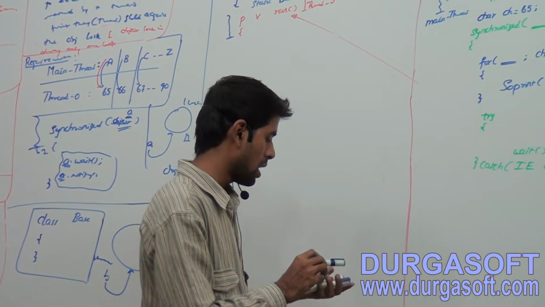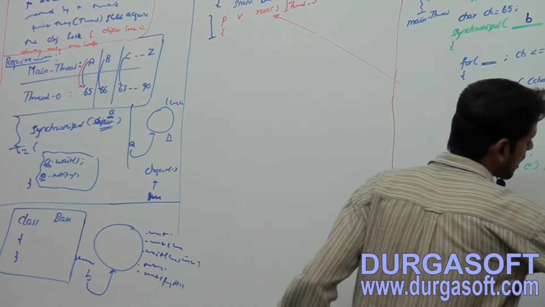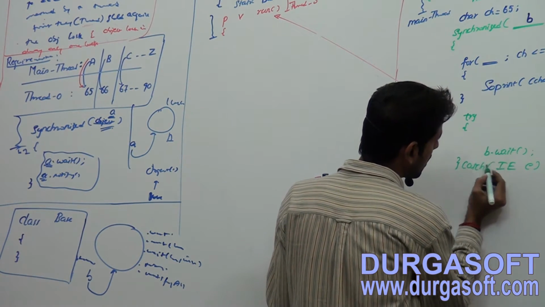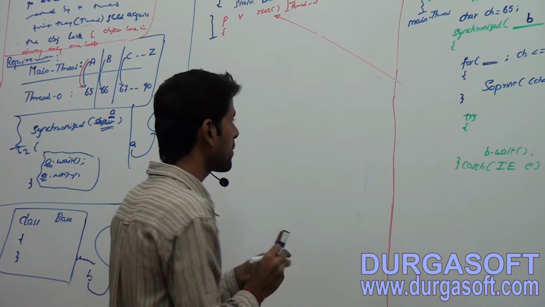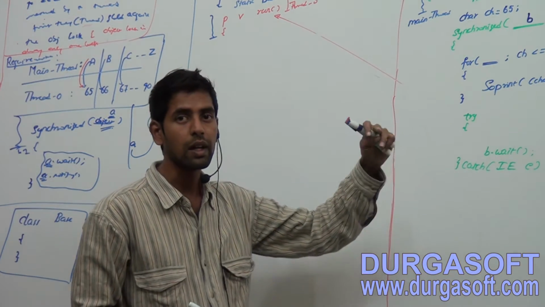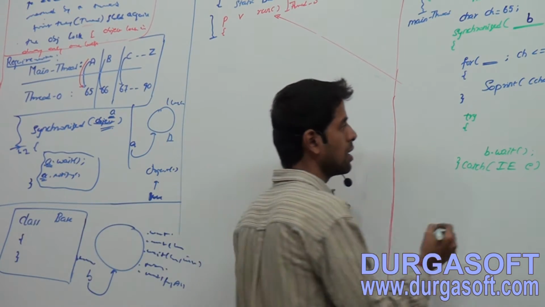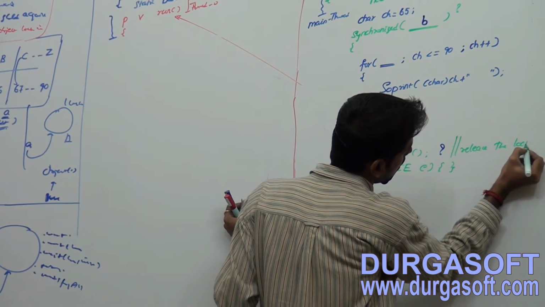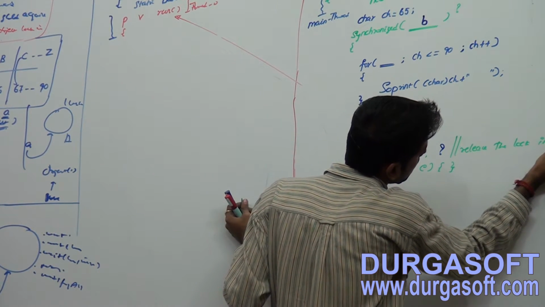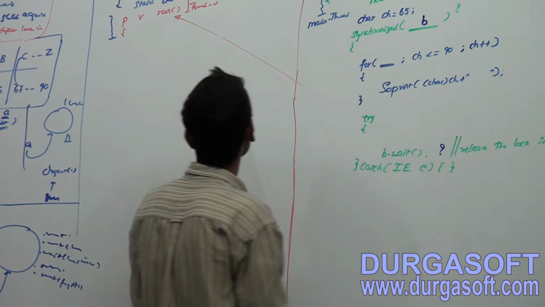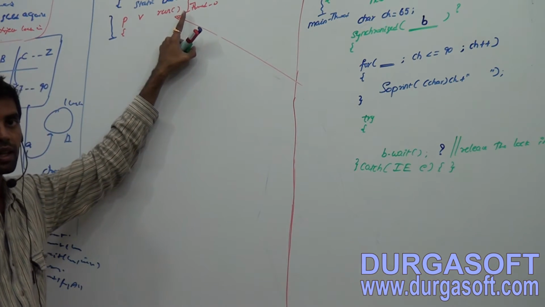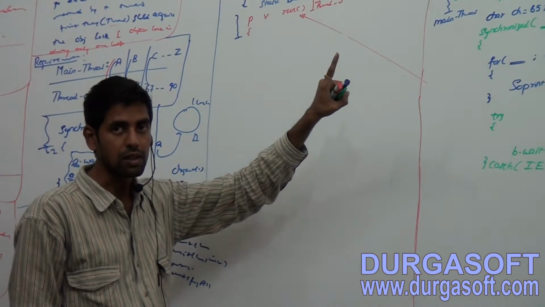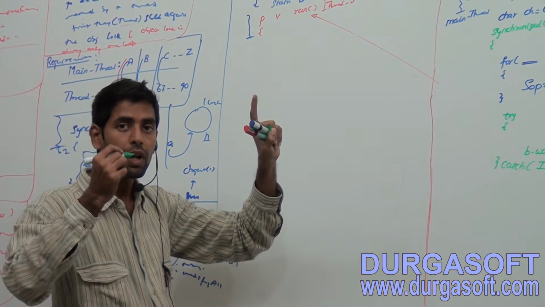Now observe here, let me put b.wait here. What's the meaning of the wait method? Simple. The wait method will release the lock immediately. Getting? Immediately. Now the thread which is waiting here to acquire the lock of class Base will acquire that lock and execute its task.